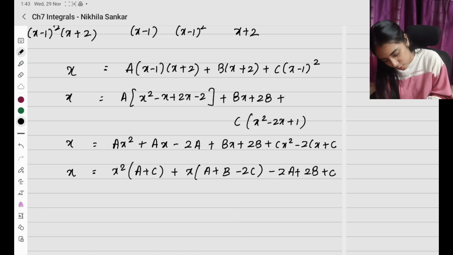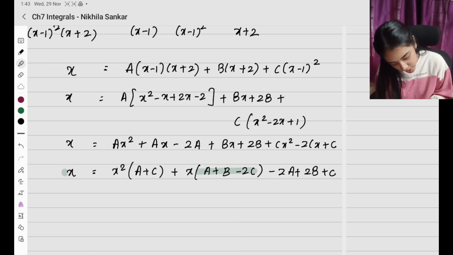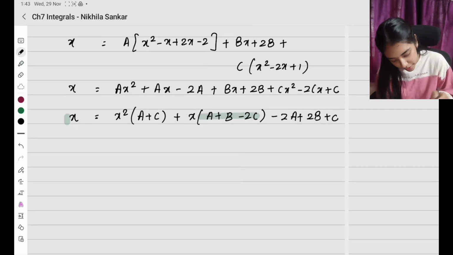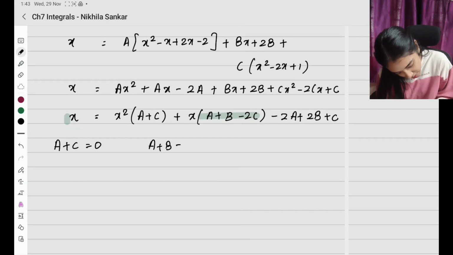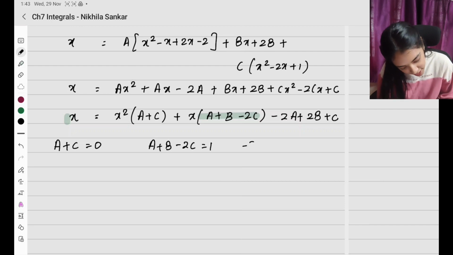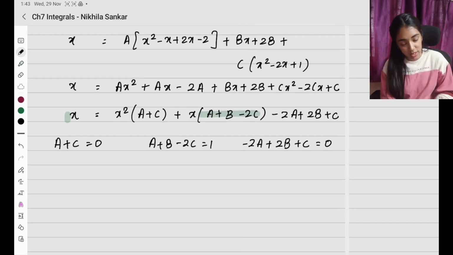But what do we have? Very simply, we only have the coefficient of x. The rest are all 0. So what do I have? a plus c is going to be 0. This is the first equation. Then a plus b minus 2c is 1. This is the other equation. Minus 2a plus 2b plus c is going to be 0. This is my third equation.